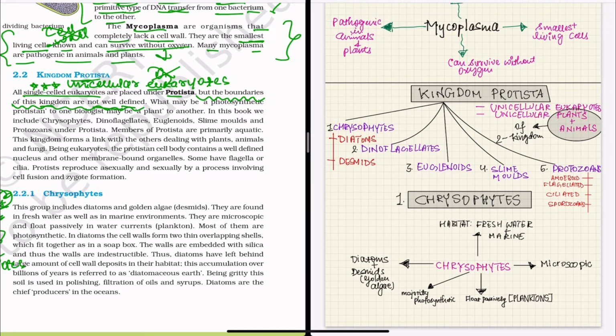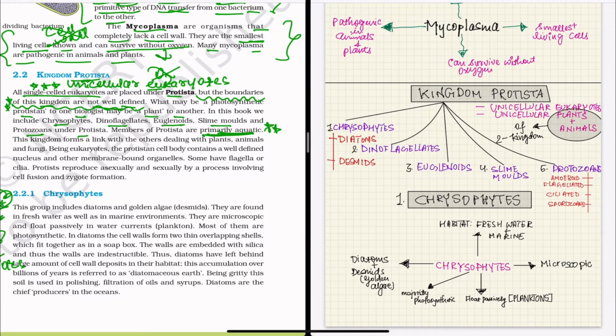What may be a photosynthetic protist to one biologist may be a plant to another. For example, Chlamydomonas is a photosynthetic protist, but another biologist may put it under algae, under plants. In this book we include chrysophytes, dinoflagellates, euglenoids, slime molds, and protozoans under protists. Members of protista are primarily aquatic. This is a point to be noted. Most protistans such as euglenoids and amoeba we have studied from childhood are found in water bodies, in stagnant waters, etc.